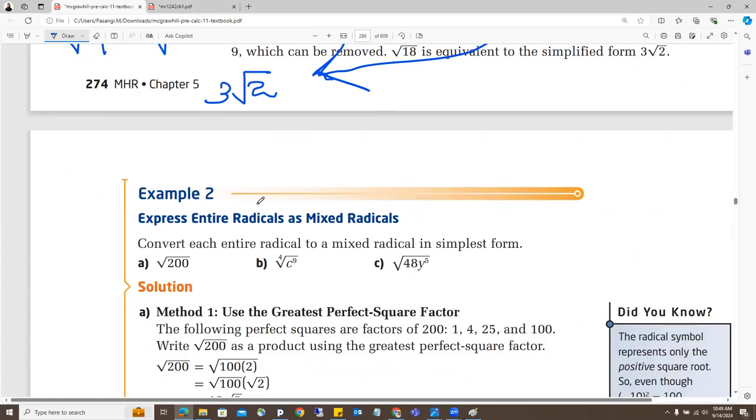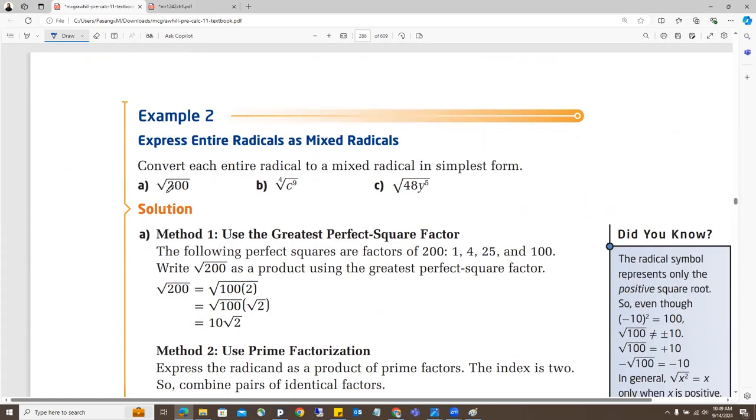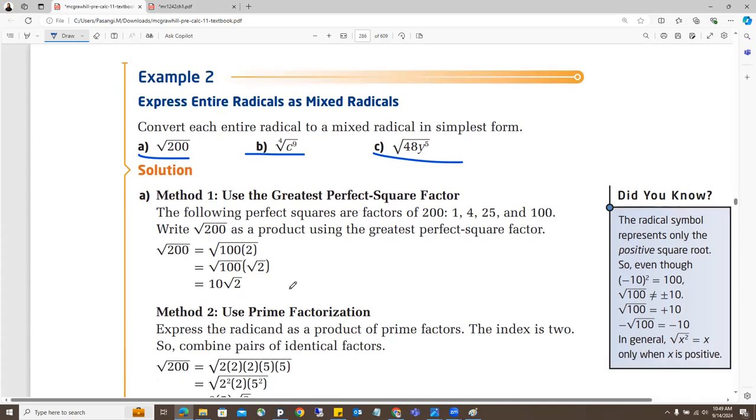Then we have the examples too. Now check examples A, B, and C, whether it's clear. How are we going to convert, express the entire radicals as mixed radicals? A, B, and C. These three. They have given the methods as well. Just check whether it's clear.